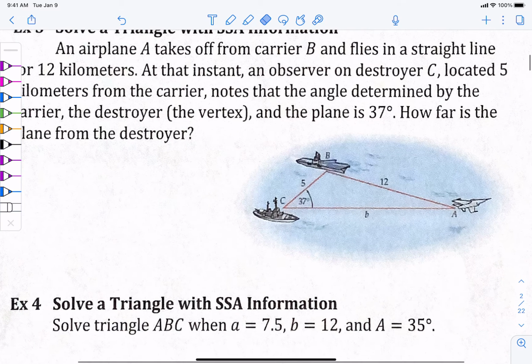Yeah, right there. This guy right here. He's starting here and he's flying this way for 12 kilometers. Ooh, that was a straight line. Now I'm erased. Starting at A. Is he starting at A?